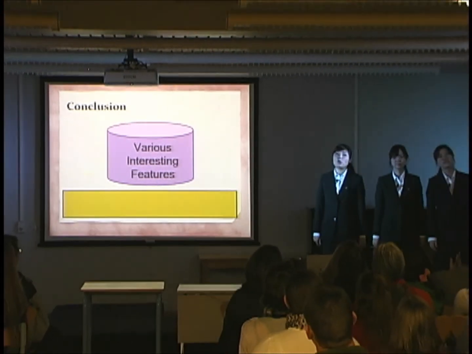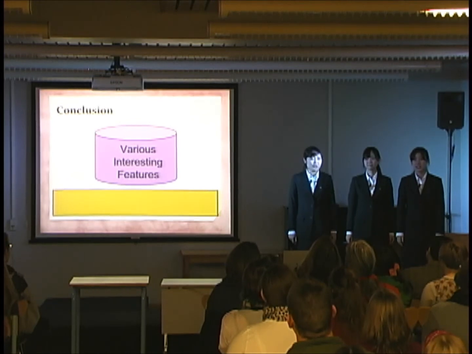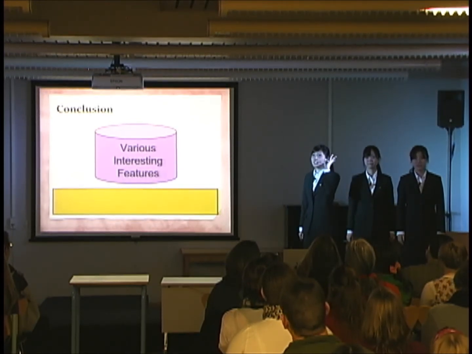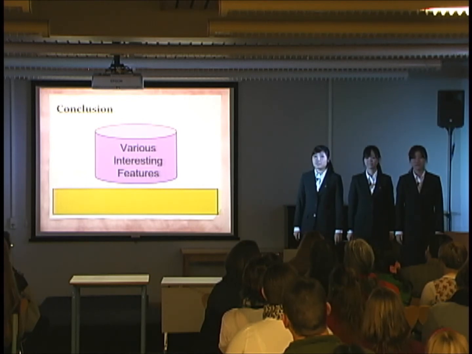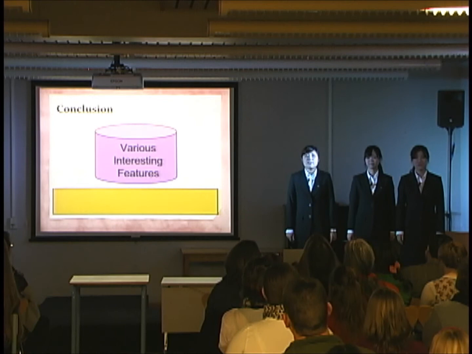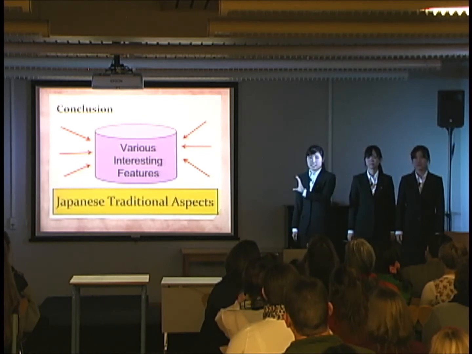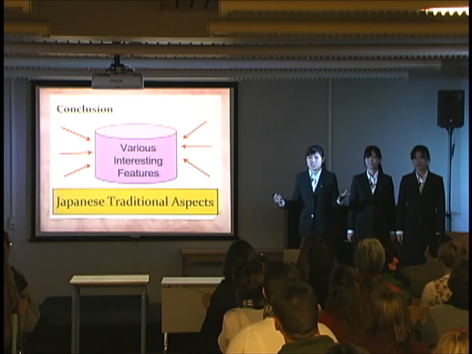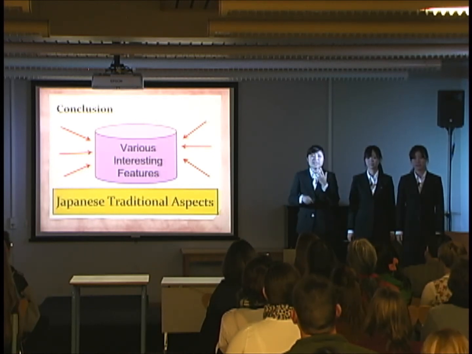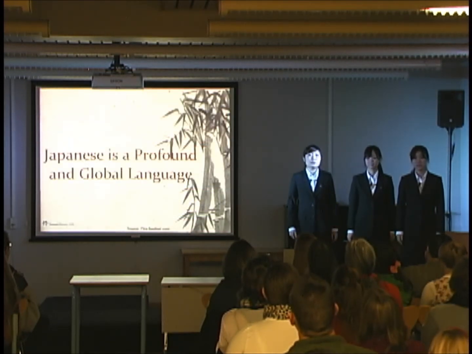As a whole group conclusion, the Japanese language has various interesting features such as three scripts, honorific terms, and writing system. It has a long history, and it was affected by other countries. However, our traditional aspects are still firmly underlying. So, Japanese culture and other countries' cultures have been mixed with each other. That's why Japanese is a profound and global language.